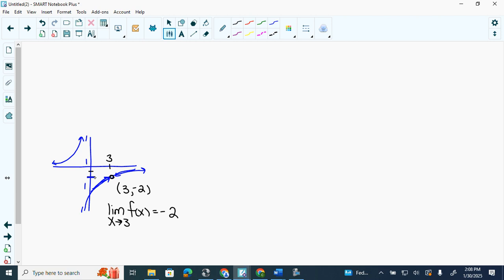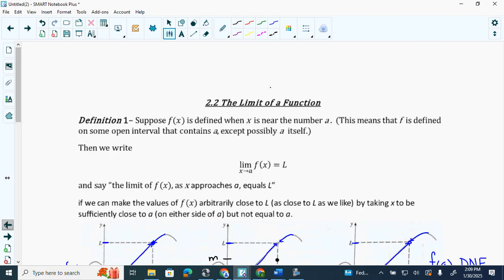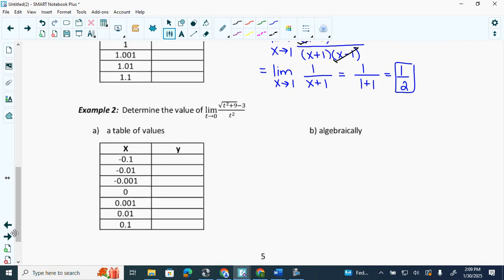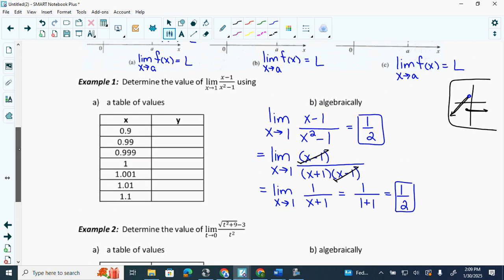So that's when you have a point discontinuity, aka removable discontinuity. When you find the y value of it, that is your limit, because that's what it's approaching from the left and the right. So we could do it algebraically like we just did. Sometimes we can't do it algebraically. This one we can. But we can also do it with a table of values.